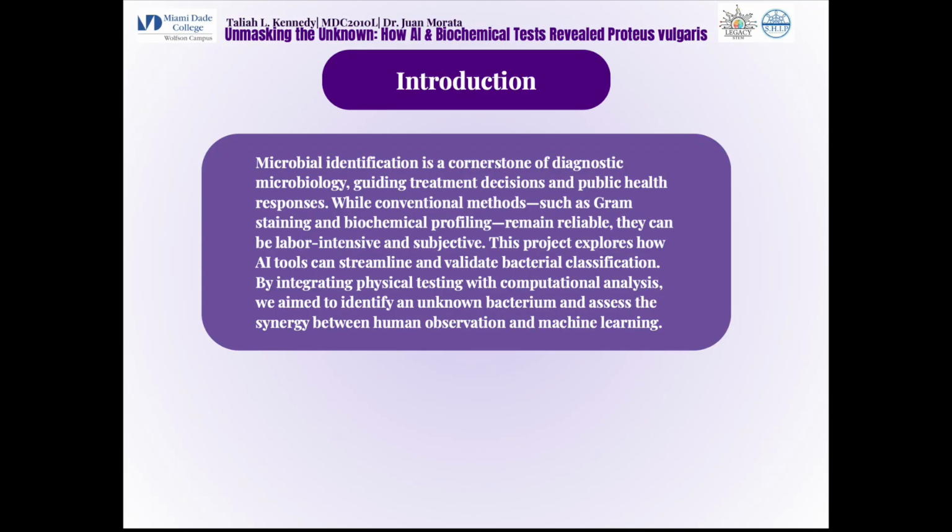Identifying bacteria is very important in medicine, research, and public health. Normally, we use gram stains, selective media, and biochemical tests to do this. These methods work well, but they can take time and sometimes offer unclear results. Artificial intelligence offers a faster way to check patterns and compare results with large databases. In this project, I wanted to see how AI could support traditional microbiology. By combining physical lab tests with computer analysis, I aim to identify an unknown bacteria and show how both methods can work together.